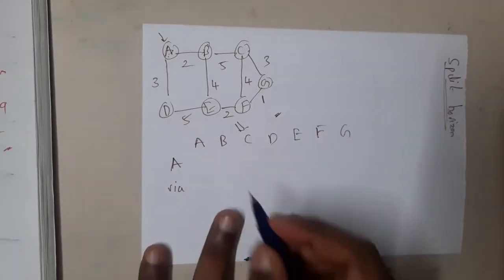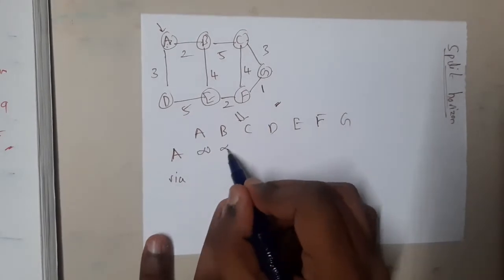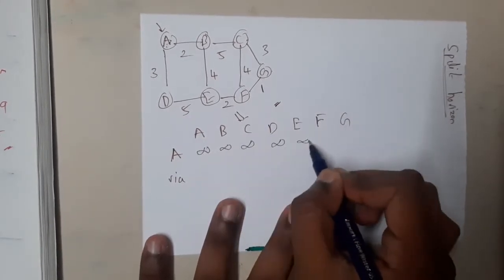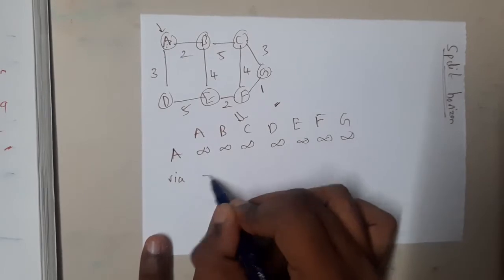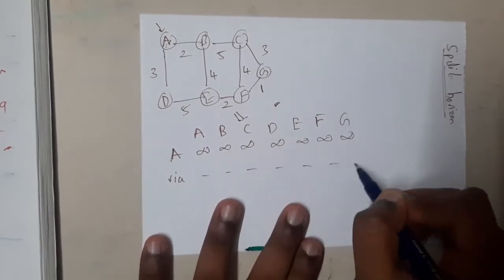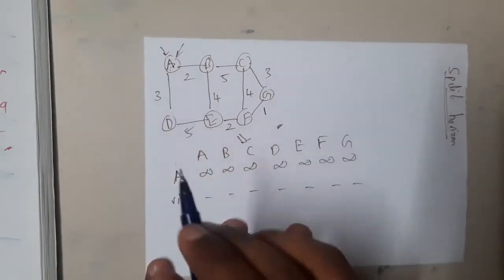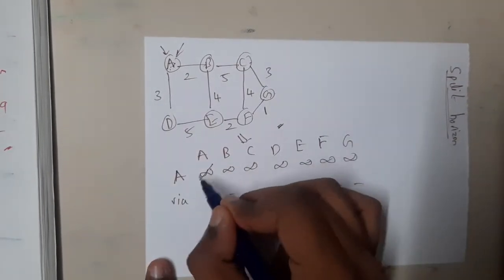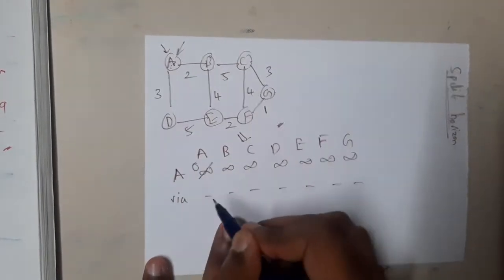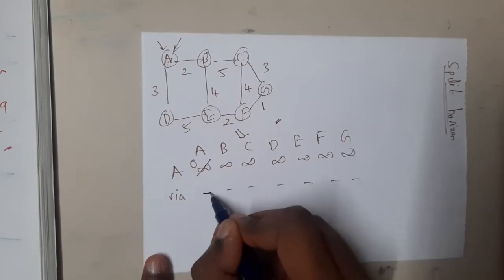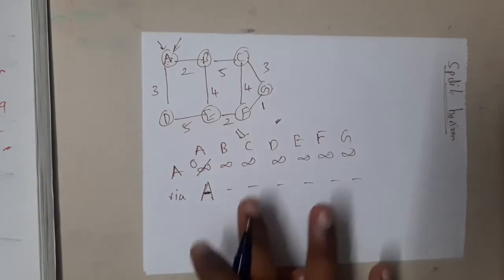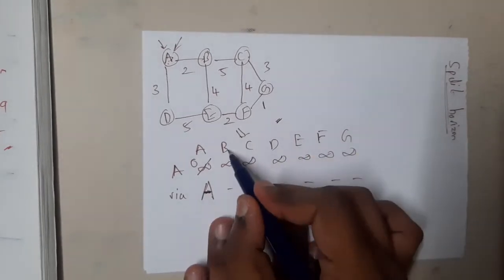Initially we will assume all the distances are infinity, guys, because we don't know where we can go and how we can go, right? And let us keep blanks in the via column. As we are starting at A, automatically the distance to A will be 0, right? So the distance A to A is 0, and without anyone's help we can go there. Few students write A here, but if you want, you can write it, or else you can keep it empty. Now moving on to B.